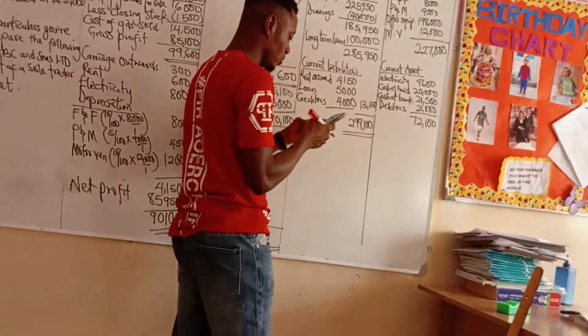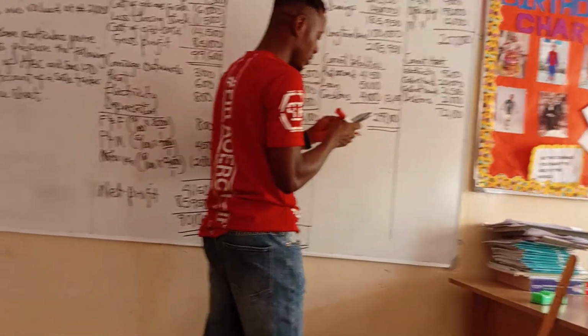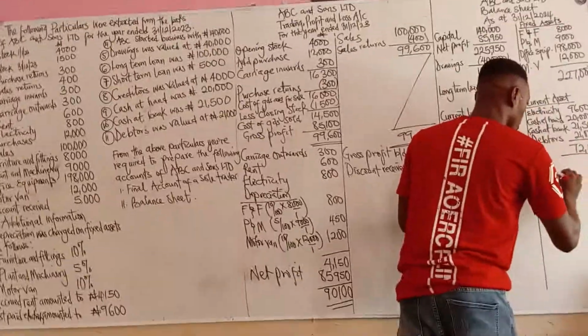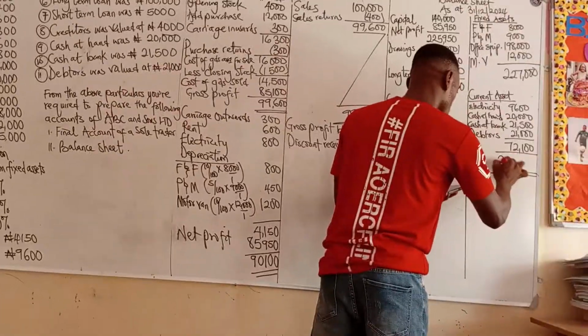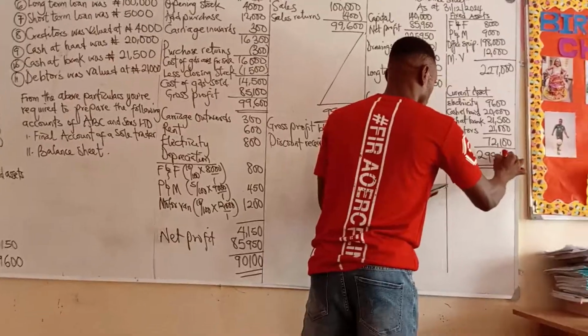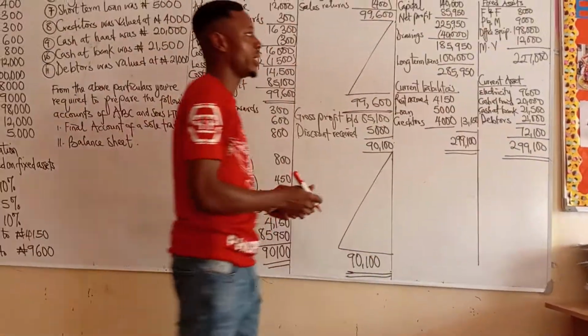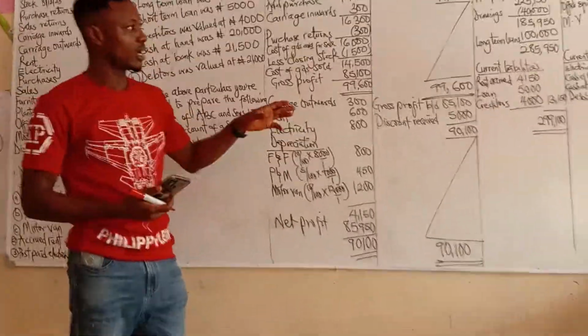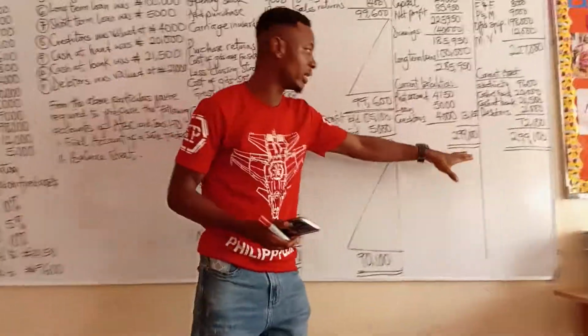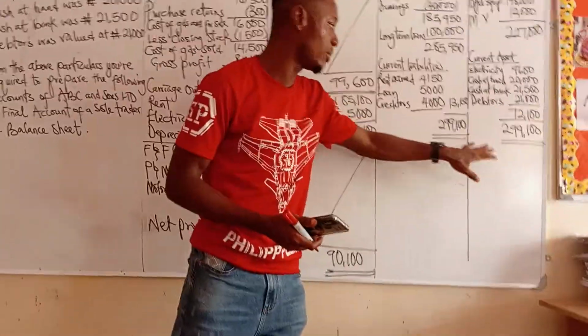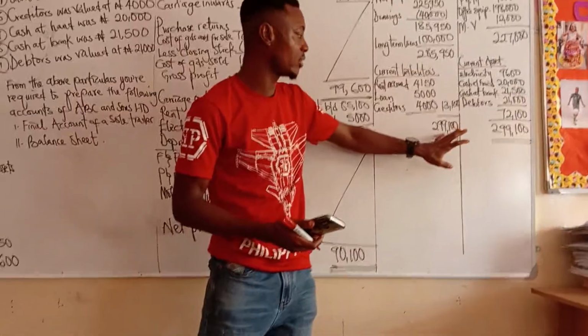Now add these two together. So 72,100 plus 227,000 gives me a total balance of 299,100. Now that brings us to the end of our balance sheet. As you can see, the debit side and the credit side balance, and we have the same figure, 299,100 and 299,100.